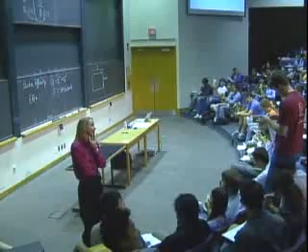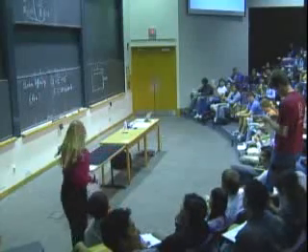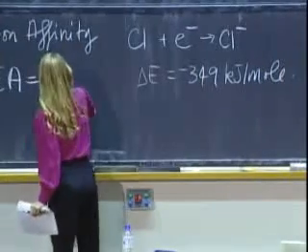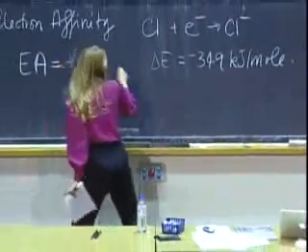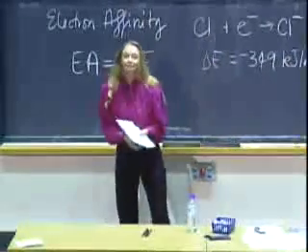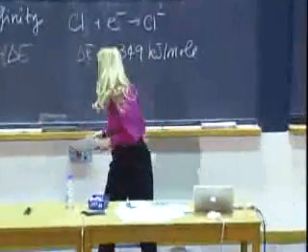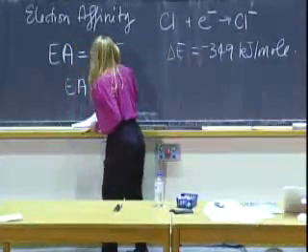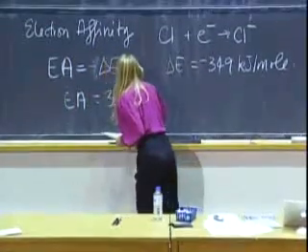Recitation 8, you are right. It is minus delta E. Fantastic. Great. Minus delta E. This is the delta E for the reaction. The electron affinity is minus that quantity. So the electron affinity of chlorine is 349 kilojoules per mole.